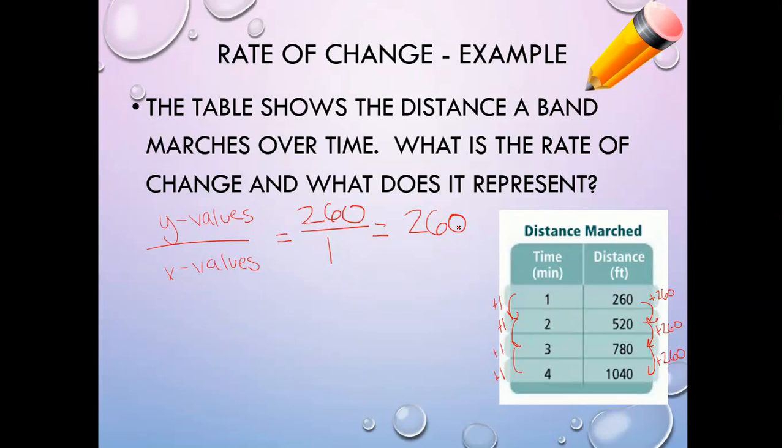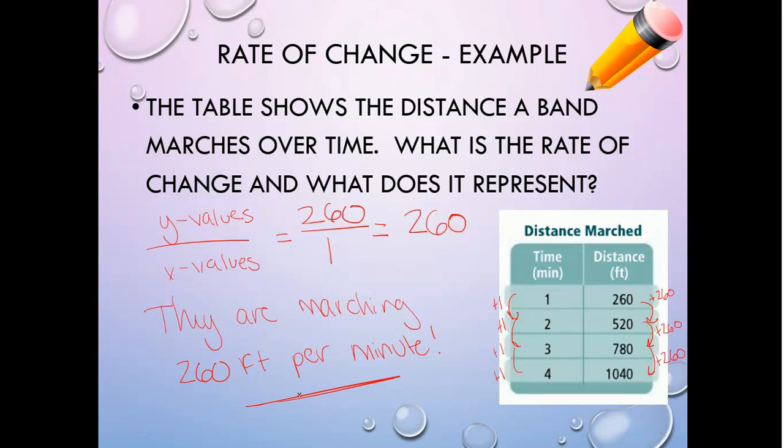Well, what does that represent exactly? What that represents is they are marching 260 feet per minute. Because the change in the y value is for 1 minute. So we know that for every 1 minute, the band is going to march 260 feet extra.